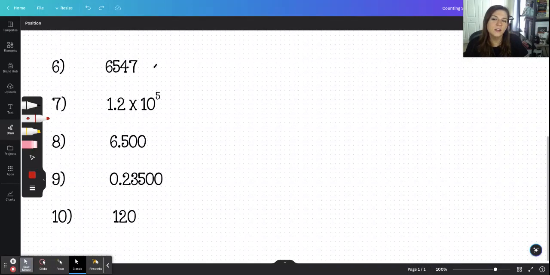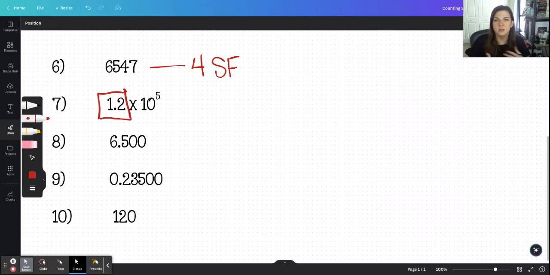Okay, in 6,547, all of those are non-zeros, so that would be 4 significant figures. In number 7, scientific notation is probably a new one. For scientific notation, when it comes to counting significant figures, you are only going to look at the coefficient and ignore the times 10 to the whatever, because that times 10 to the whatever just represents zeros. And the zeros that are locked into scientific notation will not be significant. So you're just going to look at that front piece. The fact that those zeros are locked into scientific notation tells us that they're not significant when it comes to doing calculations with the measurement.